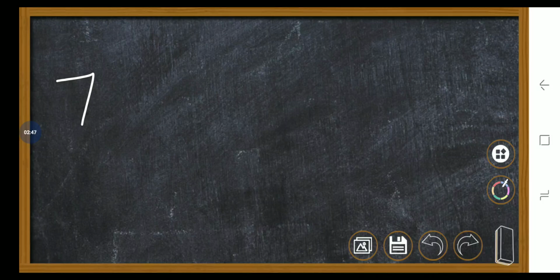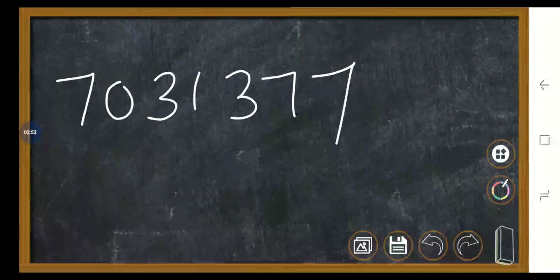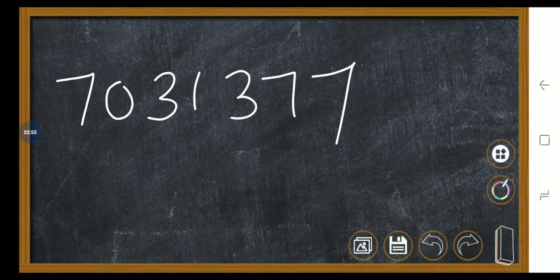Next, all of you know that we are suffering from a disease, corona. So we can check how many people in the world were affected by corona. Let's see. I am going to write the number 7031377. This is the number of people affected by corona. So can we read this number? How can we read it? Start from the right.